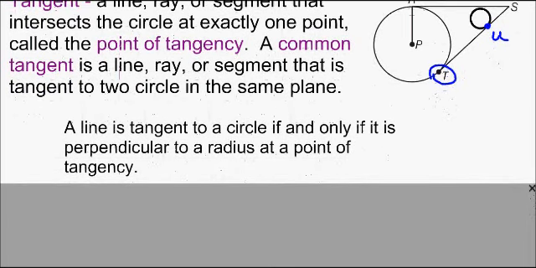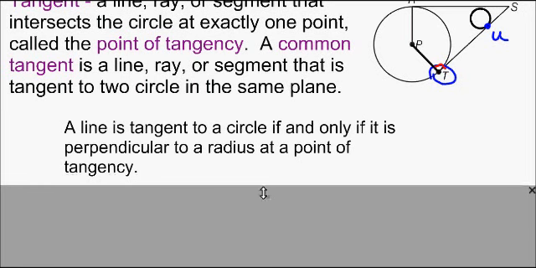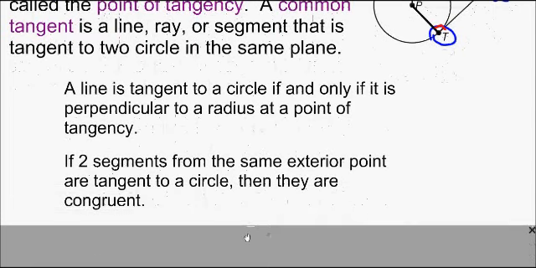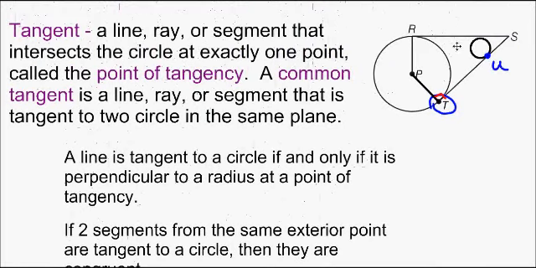A line is tangent to a circle if and only if it is perpendicular to a radius at a point of tangency. So since I know that ST is a tangent, then I have a little right angle here. So PT meets TS at a right angle. If two segments from the same exterior point are tangent to a circle, then they are congruent. So back to my diagram up here, I have RS and TS, both of which are tangent to circle P. That means that segment RS is the same length as segment TS.